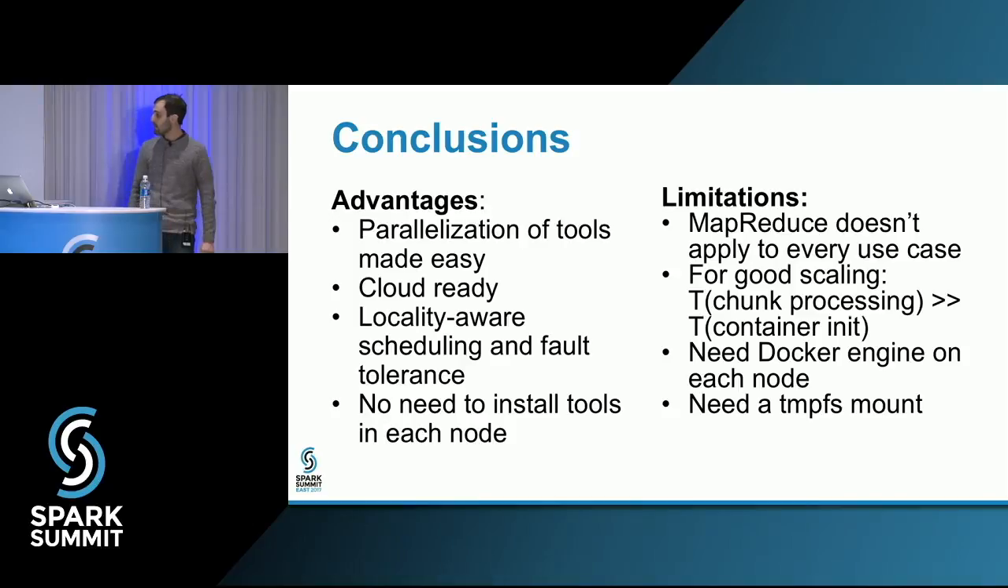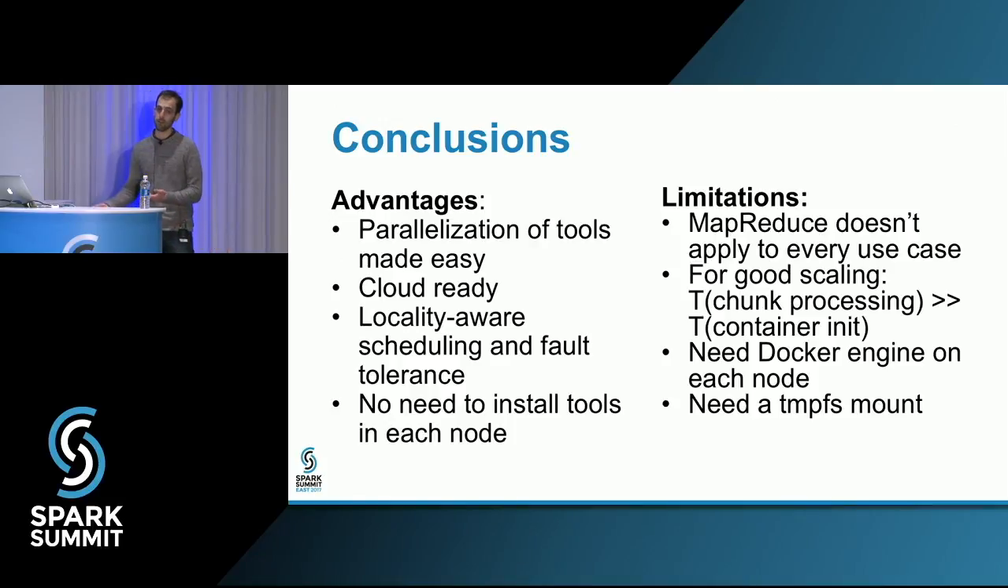So let's wrap this up. What are the advantages and the limitations of this approach? So first advantage, parallelization of tools made easy, at least in my opinion. This is a cloud-ready approach because it's built on top of Spark. And you get locality-aware scheduling and fault tolerance for free, which is good. And you don't need to bother your sysadmin to install the tools on each node. So this is quite relieving.